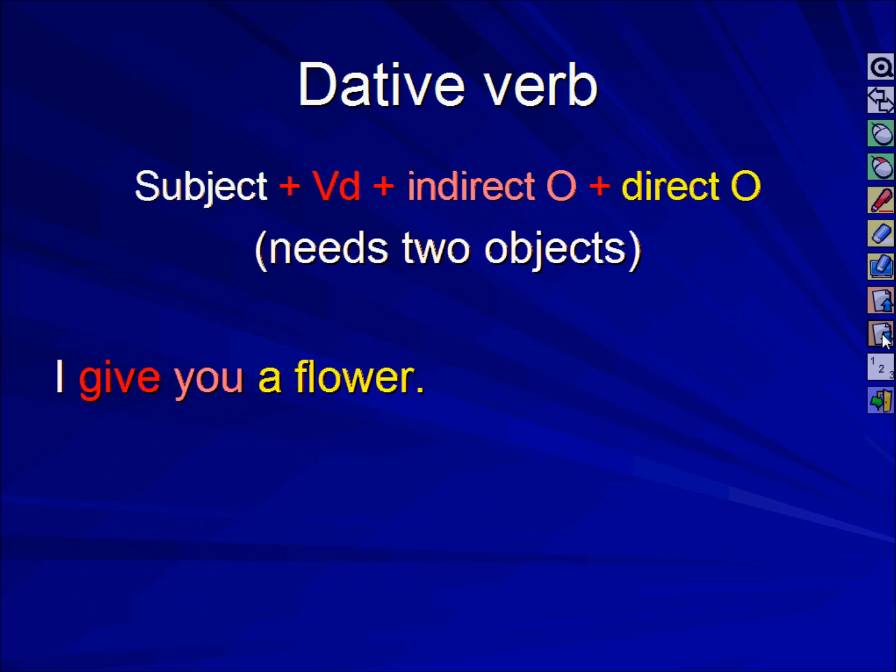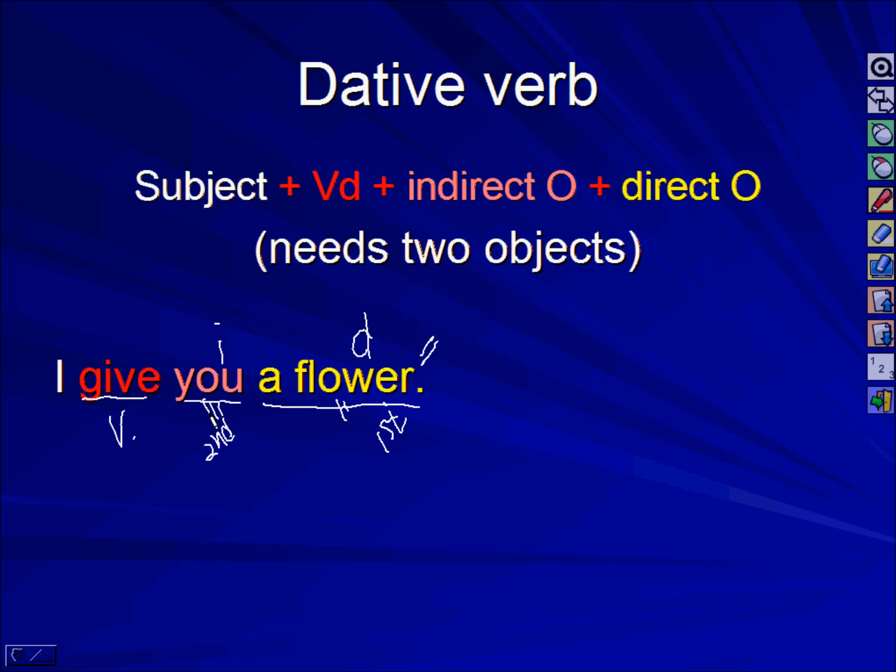I give you a flower. So you can see give, it's a dative verb that needs two objects. This is the indirect object and this is the direct object. How do we define direct objects and indirect objects? Now, take this sentence for example. When I give you the flower, first I touch the flower, and through me, you get the flower. So I touch the flower first, and then you get the flower through me. So this is the direct object, and that is the indirect object.